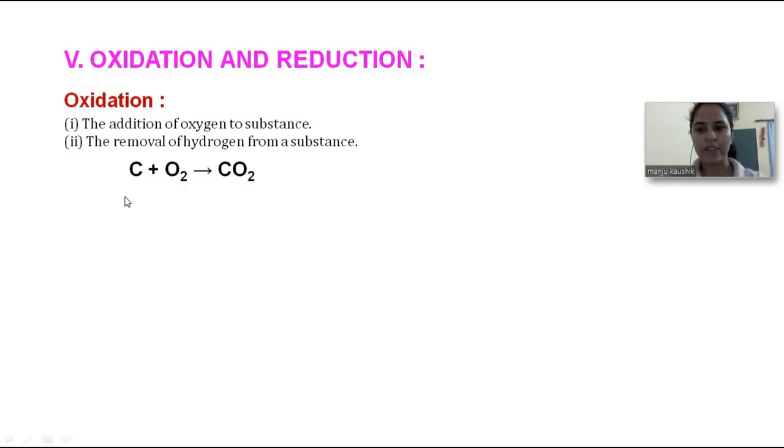See an example. When carbon is added to oxygen, it forms carbon dioxide. So here oxidation is taking place of carbon. Carbon is being oxidized to carbon dioxide. Okay, students. Let's see one more example. Copper, when added to oxygen with a small amount of heat, forms copper oxide. So here also copper is being oxidized to copper oxide. In both of these examples, oxygen is added, so this is an oxidation reaction.